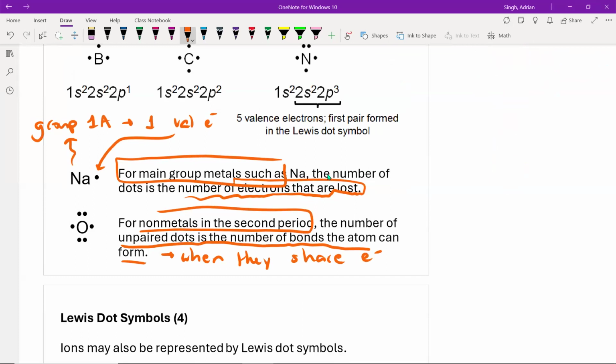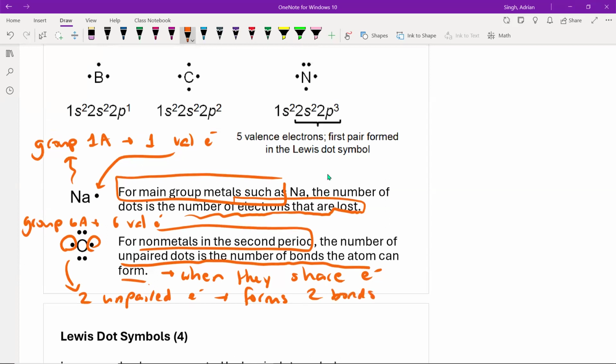So for example, oxygen has 2 unpaired electrons. Remember now, oxygen is in group 6A, so it's got 6 valence electrons. We put them in according to what we talked about before. We end up with 2 unpaired electrons. So 2 unpaired electrons means, guess what? It wants to form 2 bonds. It prefers to form 2 bonds.